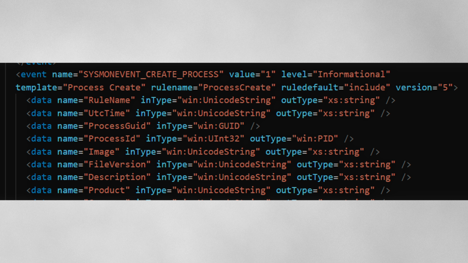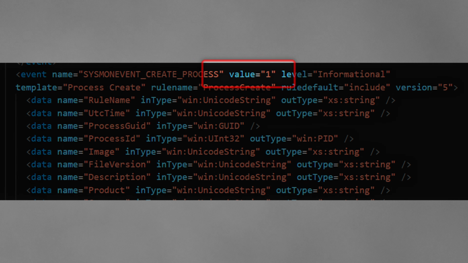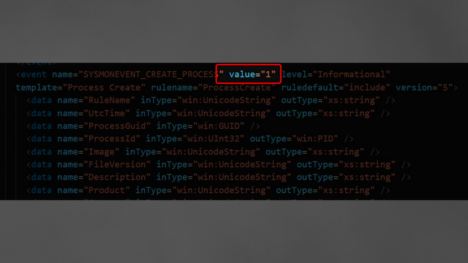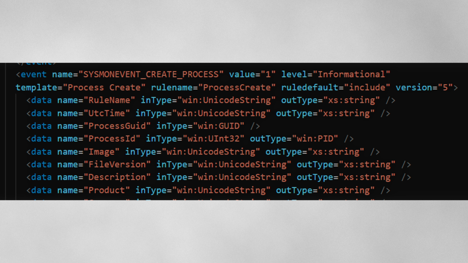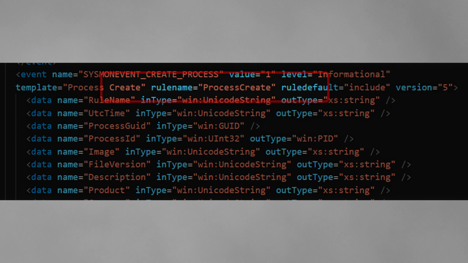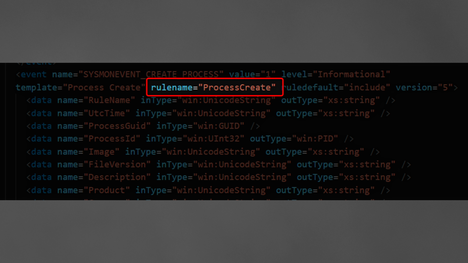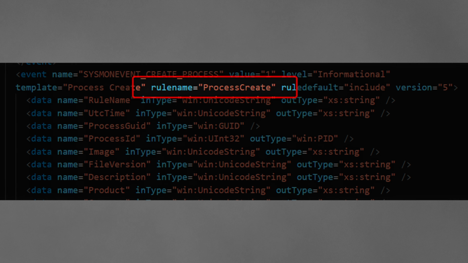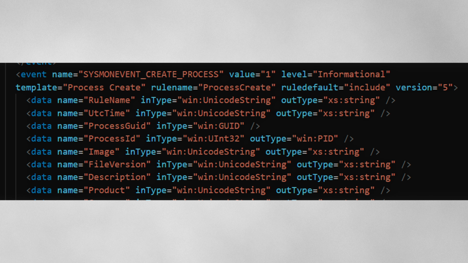So when we look here at the information and we look at the value, we see a number 1 value actually represents the event ID. We can see that the level is informational. Now, when we look at rule name specifically, it says process create. That is the value that we're going to be using to reference that event type. We see that rule defaults is include. And one important thing to notice is that we see version number 5.